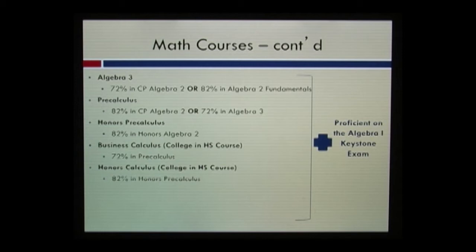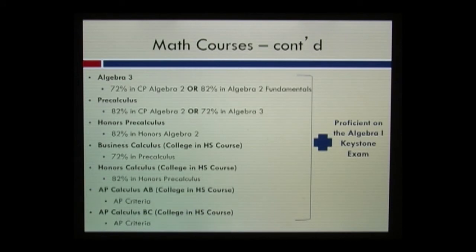In order to get into Business Calc, you need a 72% or better in pre-calculus. And for Honors Calculus, you need an 82% or better in Honors Pre-Calc. Finally, we have our AP Calculus courses. We have AP Calculus AB and BC, which are also college and high school courses.